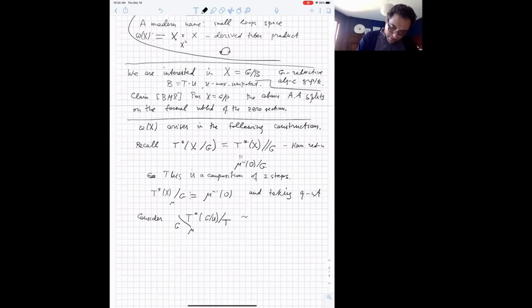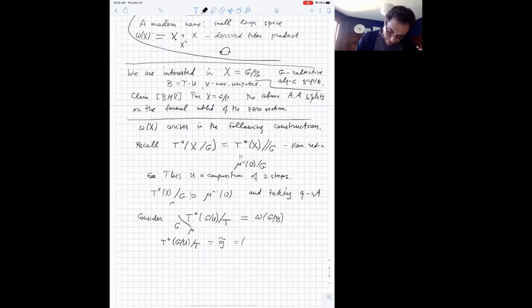Map, and I claim that this is nothing but omega of G mod B. So maybe I wrote it in a somewhat unfamiliar form. When you just quotient by T, it's a space which appears a lot in representation theory.